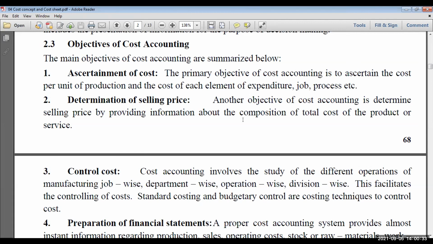Point number 2, determine the selling price. Point number 3, to have control over the cost. These 3 are the basic objectives of cost accounting. How do I ascertain the cost? We have some techniques. We'll see them one by one, but not all; for our syllabus we have 1 or 2. If I ascertain the cost of a product, I can add some percentage of profit, then we can determine the selling price.